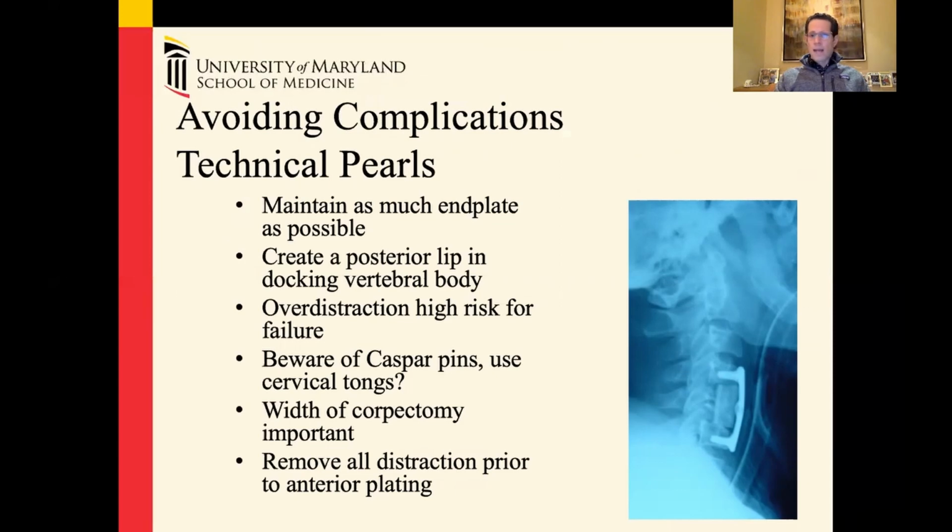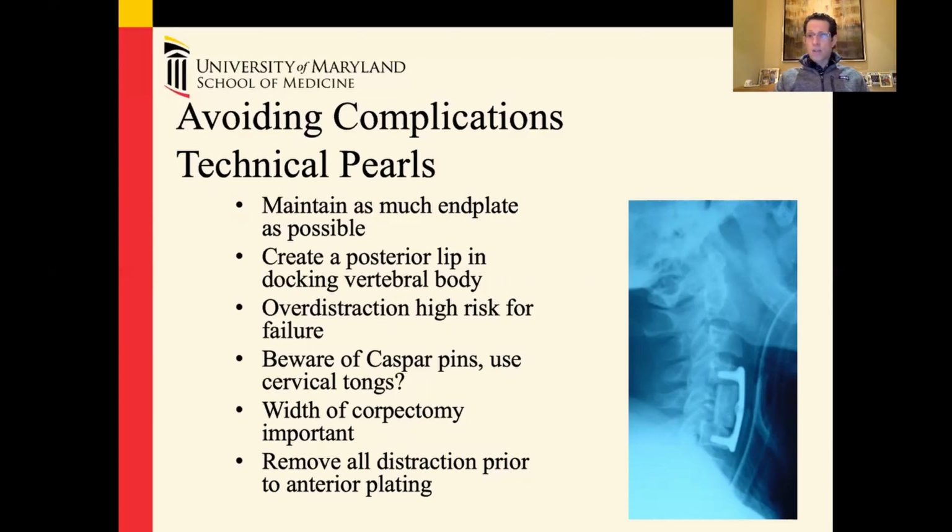I think in order to avoid these problems, you need to maintain the structural integrity of the end plate. I typically create a lip along the docking vertebral body to prevent posterior migration of my graft or cage. I usually am very wary of using Caspar pins, especially in an osteoporotic spine. I've plowed them out and pulled them out, so you've got to be very careful. I'll put cervical tongs on to mitigate that risk.